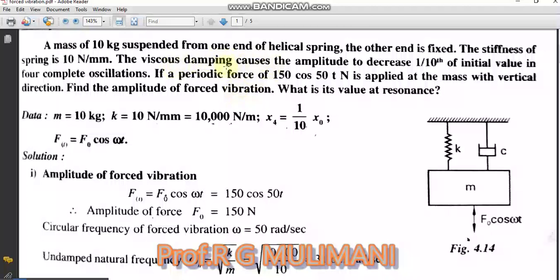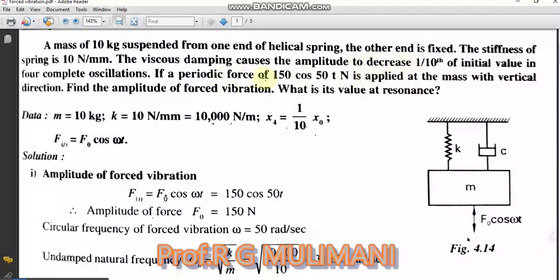The viscous damping causes the amplitude to decrease to 1/10 of its initial value. If the initial amplitude is x naught, then after 4 complete oscillations the amplitude will be 1/10 of x naught, that is 0.1 times x naught. After 4 oscillations the amplitude reduces to 1/10 of the initial value.